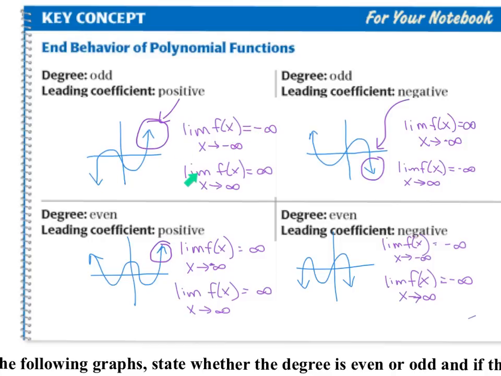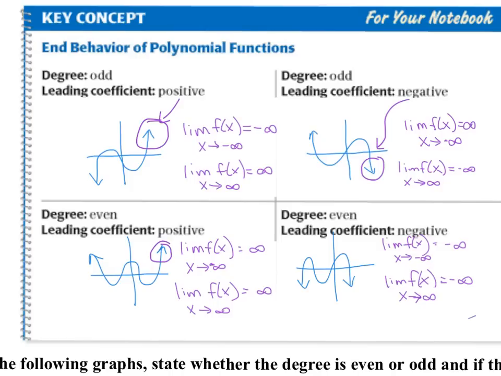And then on the right side, it's the limit of f of x as x approaches positive infinity. So as x gets bigger and bigger, what's happening to our y values? If I look on my graph, x is getting bigger and bigger. The y values are going to get bigger and bigger to positive infinity.